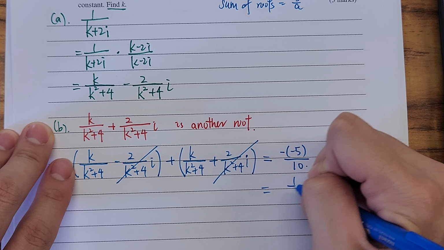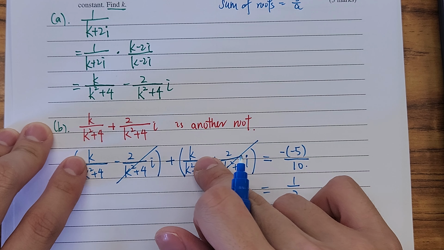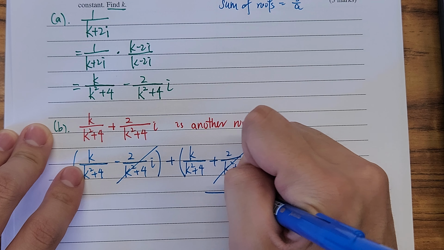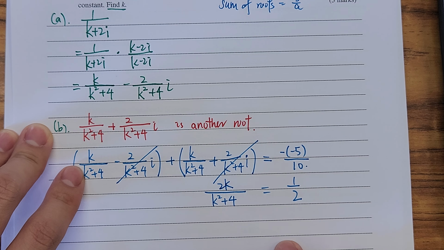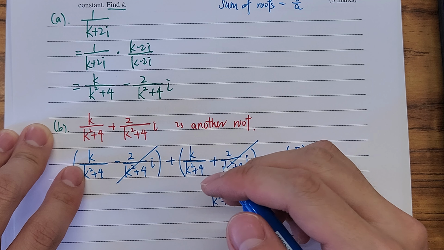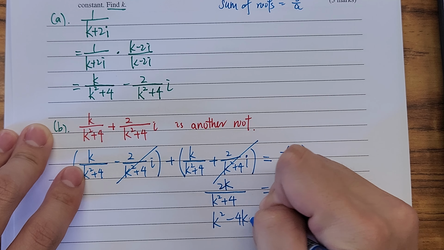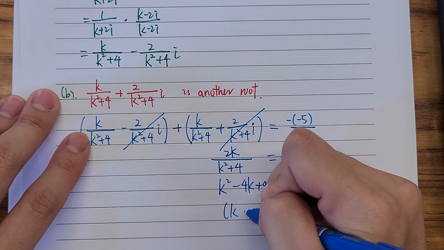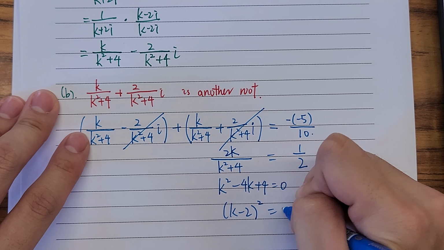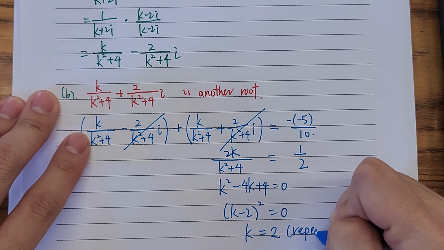Something will be equal to 1 over 2. And what is it? The denominators are the same. Then combine them. Okay, and then it's a quadratic equation again. Therefore, it will become k squared minus 4k plus 4 equals 0. Then it will become k minus 2 all squared equals 0. K is 2, repeated.